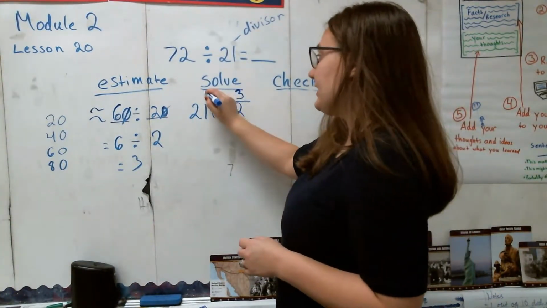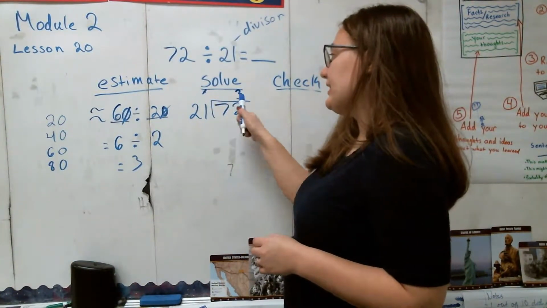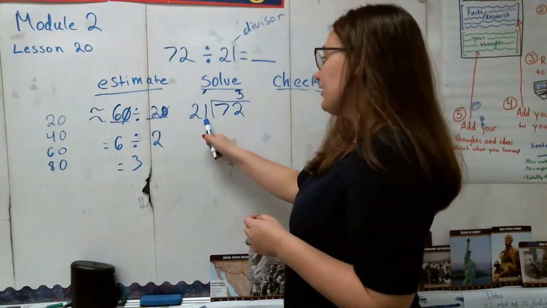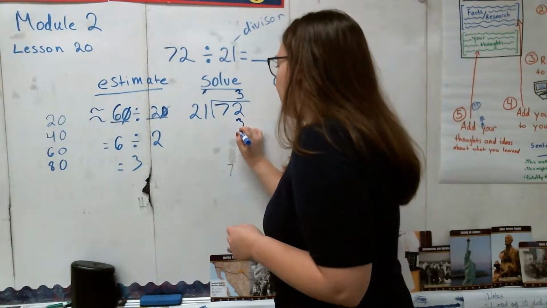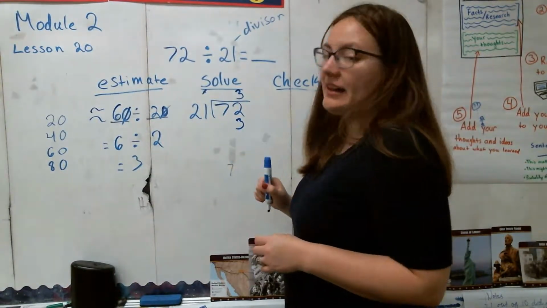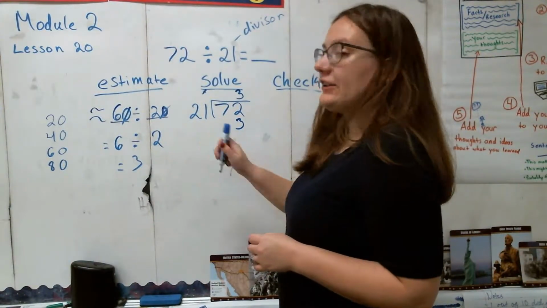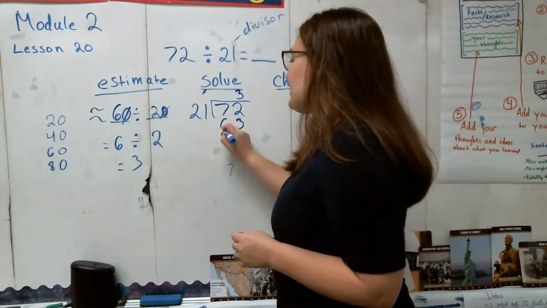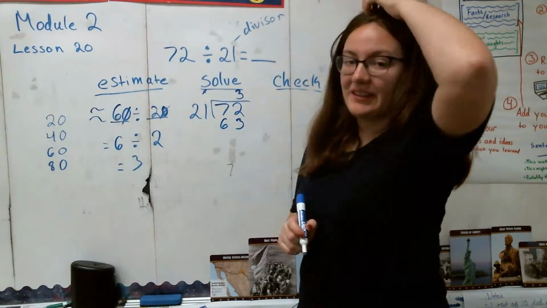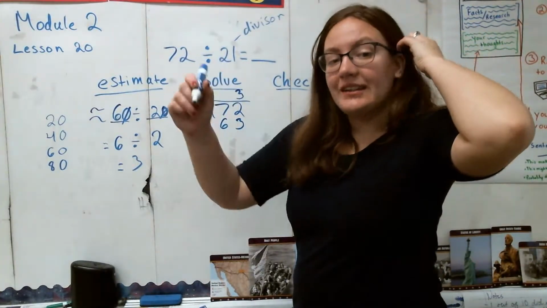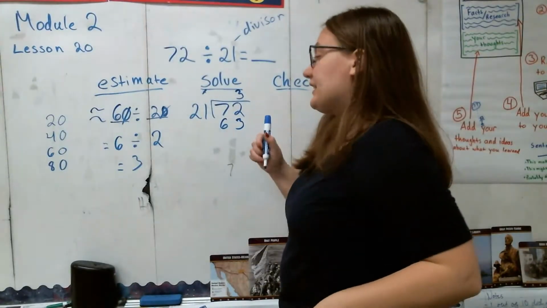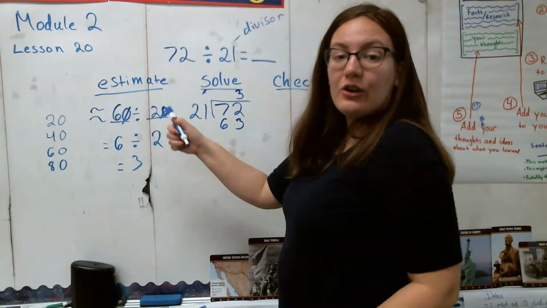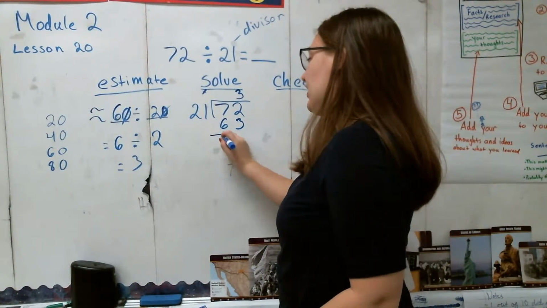And now I'm going to think, what is 21 times 3? Well, I know that 1 times 3 is 3. So I multiplied my ones place, and I got 3 right there. Then I'm going to multiply this 2 in the tens place by 3. So I have 2 times 3, and that leaves me with 6, which gives me 63. 63 does not go over this 72 dividend that I started with. So this is perfect, and now I can start subtracting.